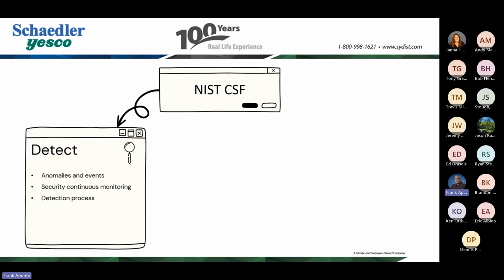And then this is kind of where some people will start their NIST CSF journey. If they haven't started at the beginning, sometimes you're forced because of a cyber incident to start in the middle. So you want systems to do anomaly and event detection, security continuous monitoring, and what is your detection process.